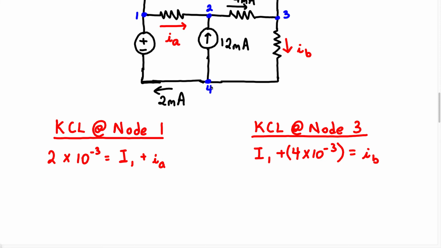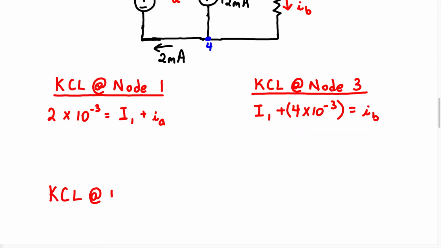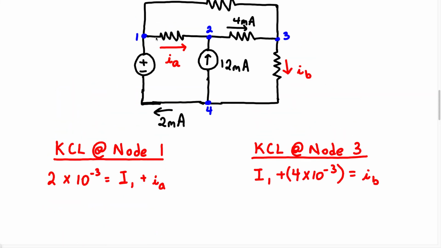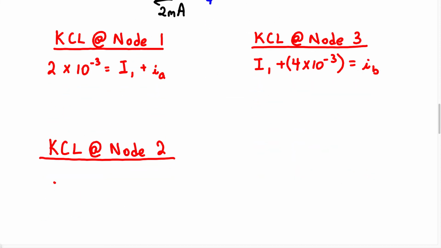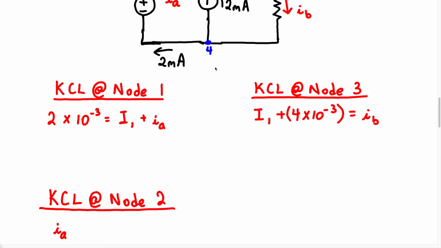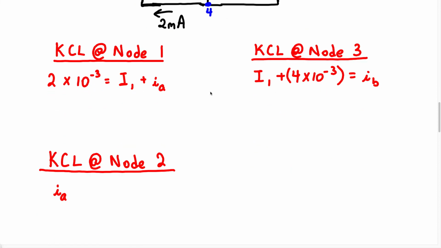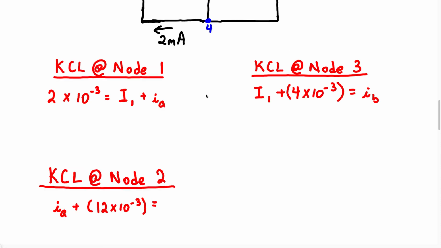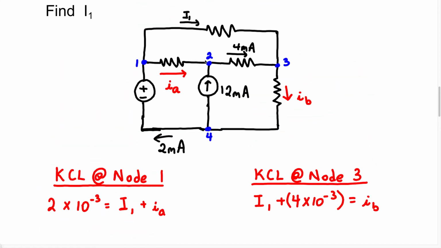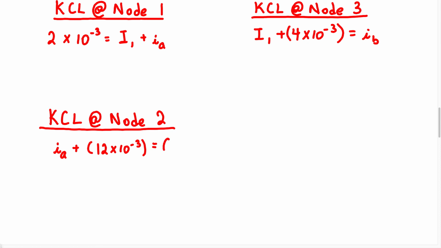KCL at node 2. The total current entering node 2 is going to be the current IA. Now let's see if any more current is entering node 2. We also have this 12 milliamp current that's going to be entering node 2. We have IA plus 12 times 10 to the minus 3. And we don't have any more current entering node 2, so we're going to have equal the total current leaving node 2, which is going to be 4 milliamps, as you can see. So we have 4 times 10 to the minus 3.